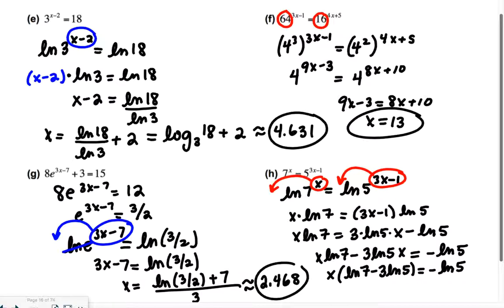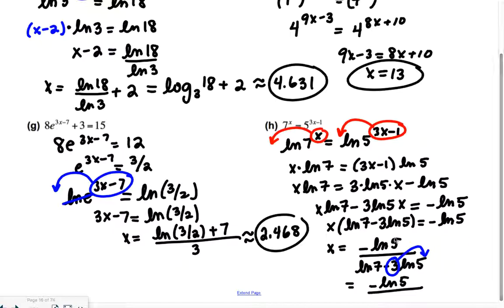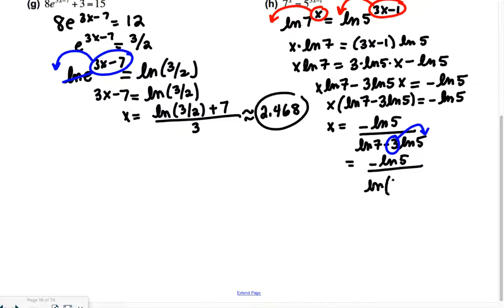So how do I get x by itself? We divide it out. So x equals negative natural log of 5 over natural log of 7 minus 3 natural log of 5. That's a lot. Is this the only way the AP test would write it? No, they would be really mean. They would pull this power up, 5 cubed is 125, and combine those natural logs in the bottom. So they would do negative natural log of 5 over natural log of 7 divided by 125. Weird things like that.